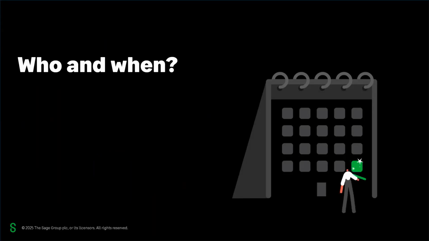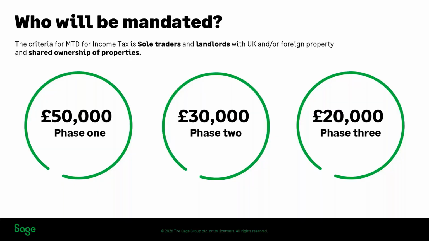So who and when? The criteria for MTD for income tax is sole traders and landlords with UK and or foreign property. Shared ownership of properties is also included. If you are a sole trader with multiple businesses, it will be the combined income of those businesses that will determine if you cross the threshold.